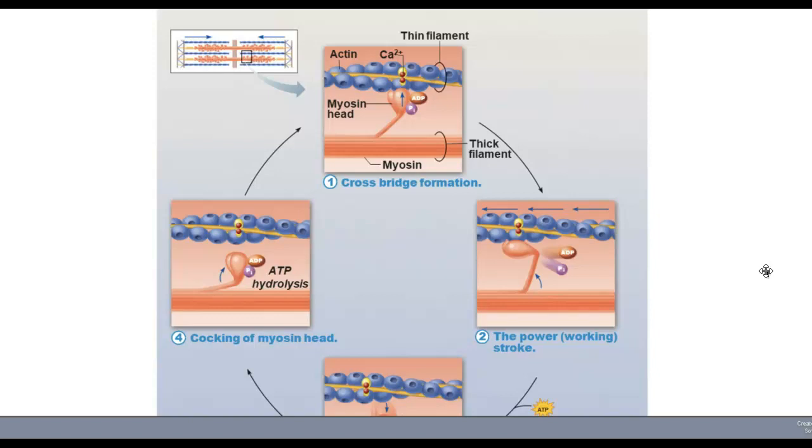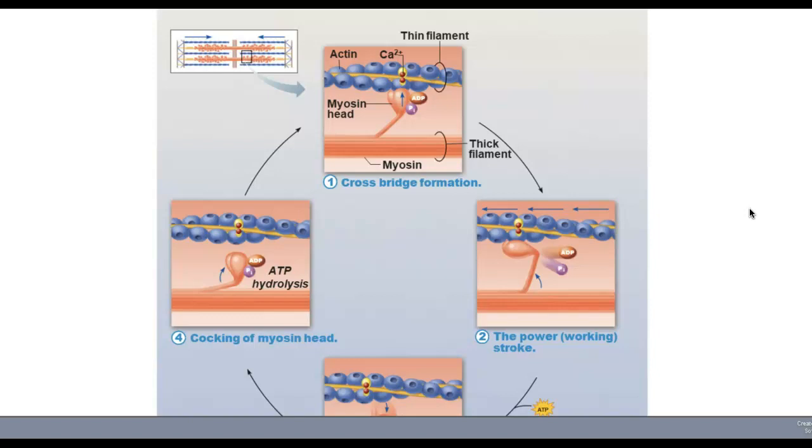If sarcomeres are getting shorter, well, myofibrils are getting shorter. And if myofibrils are getting shorter, the muscle's getting shorter. The muscle cell's getting shorter, which leads to the entire muscle getting shorter. So the cross-bridge cycle shows us how the thick filament causes sliding of the thin filaments. And we break it up into 4 steps.